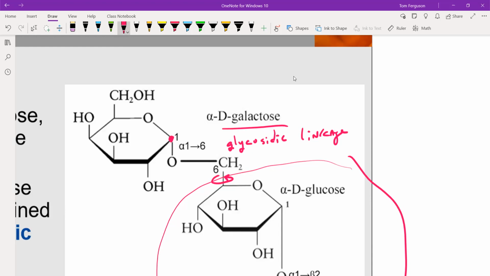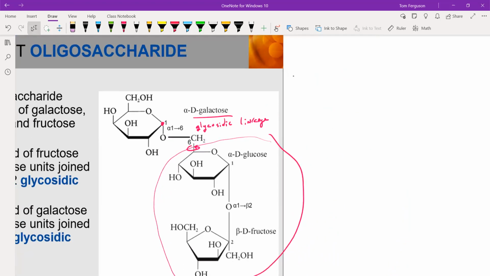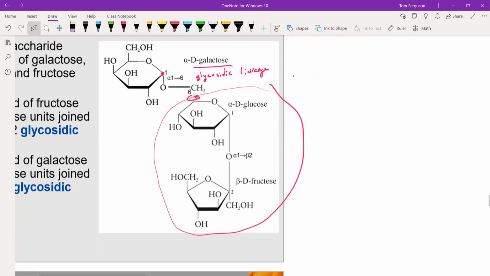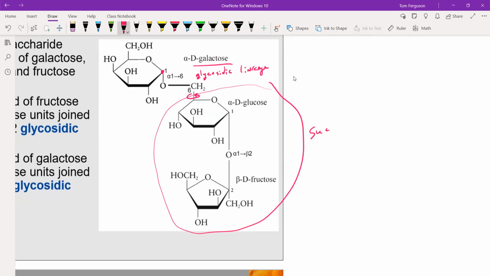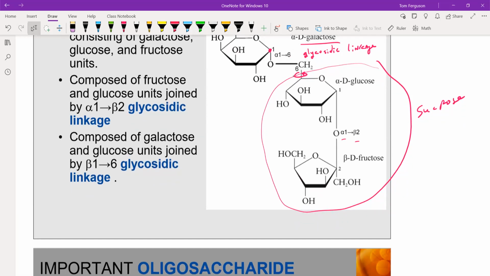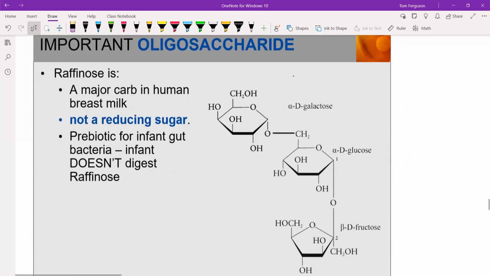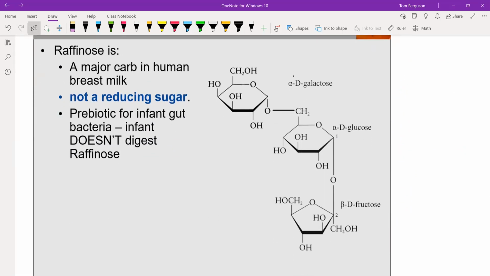Glycosidic linkage. And then because this is sucrose, this is going to be the alpha 1 beta 2 we talked about a few minutes ago. All right. Now, this is a major carbohydrate in human breast milk.